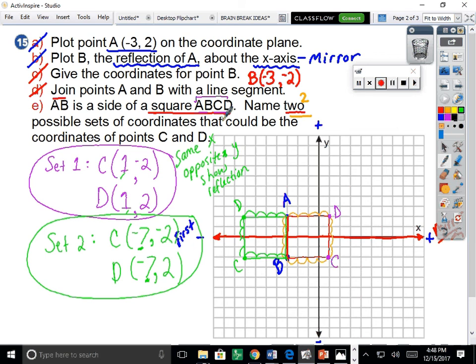So again, combining a lot of skills in this target, but can you apply your knowledge of coordinate plane and polygons to the coordinate plane? If so, when you're able to tackle this problem, you've probably mastered that target.